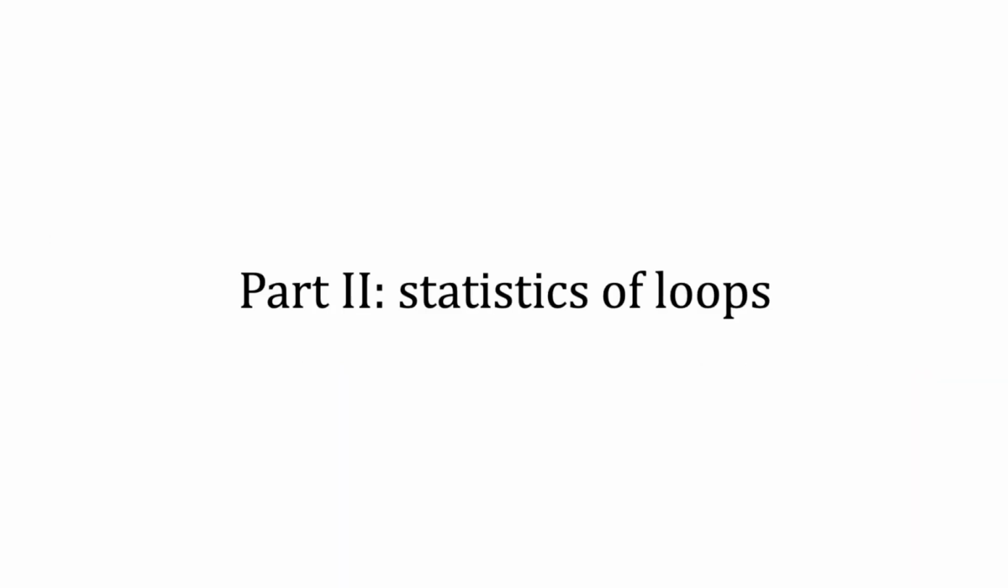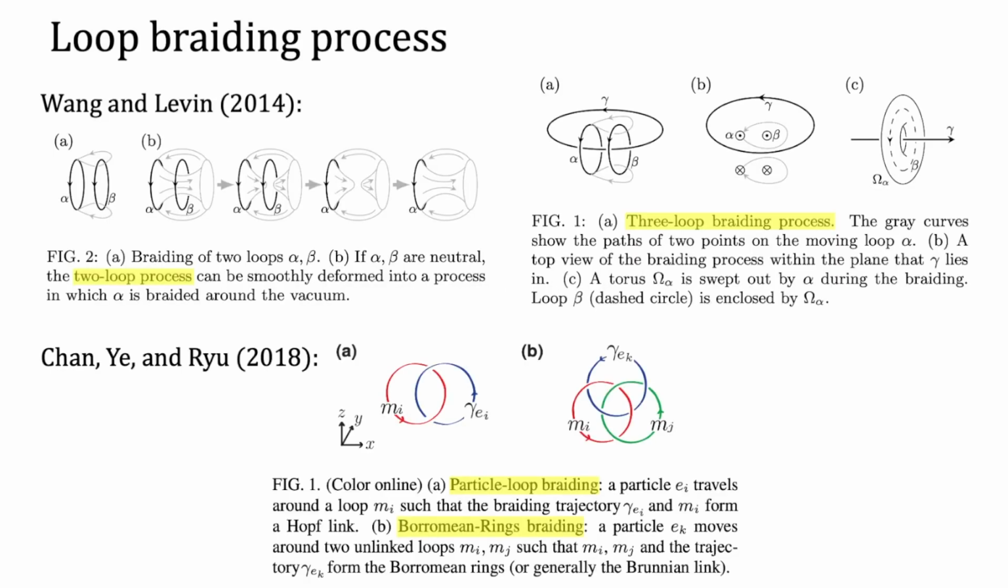Okay. Now, we just review part one. It's the statistics of particles, and I tried to give a mathematical definition for the fermion. And now let's talk about the statistics of a loop. Before I worked on this, there were already many papers on this topic. For example, in 2014, the paper by Wang Chenjie and Michael Levin discussed the three-loop braiding process.